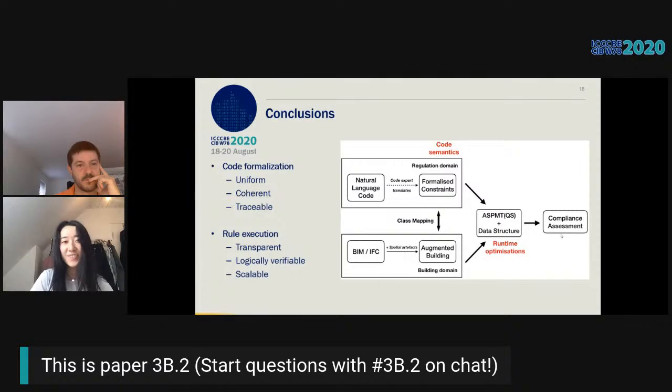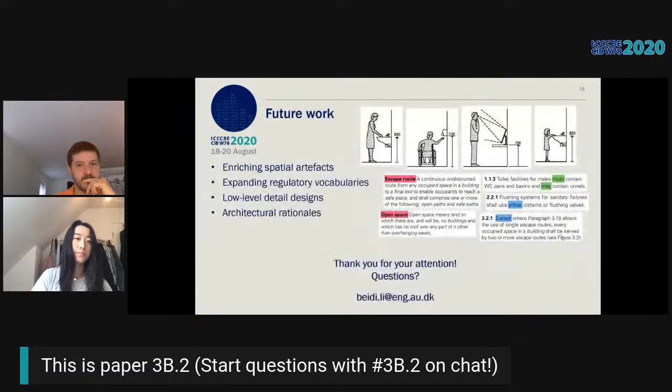Okay, so to conclude, in this paper, we have proposed an automatic building code checking workflow that separates code semantics from runtime optimizations so that we have a uniform, coherent, and traceable code formalization that is independent from a transparent, logically verifiable, and scalable rule execution.